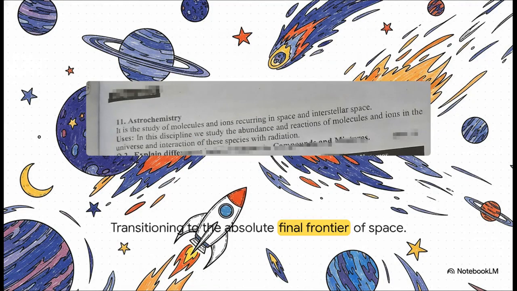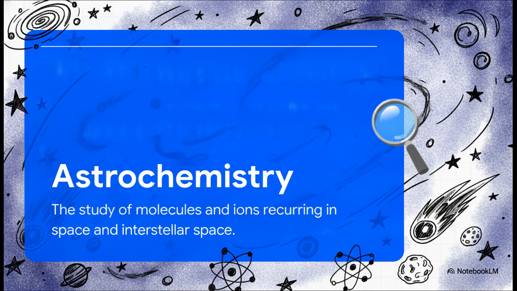Let's move on and see how this builds, because as we leave the Earth's crust in the rearview mirror, we transition into the absolute final frontier, space itself. This brings us to astrochemistry. The scale here is frankly staggering. We're talking about the study of molecules and ions reoccurring not just in our immediate solar system, but throughout deep space and interstellar space. This discipline tracks the abundance and reactions of molecules and ions in the universe, specifically focusing on how they interact with radiation across the vast, freezing expanse of the cosmos. It is literally chemistry on a universal scale.